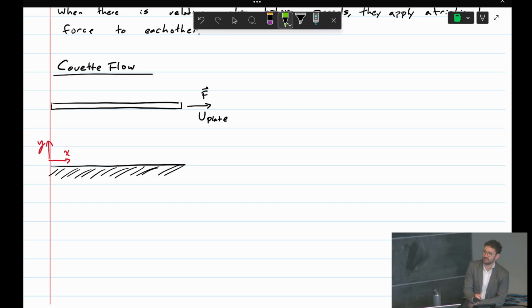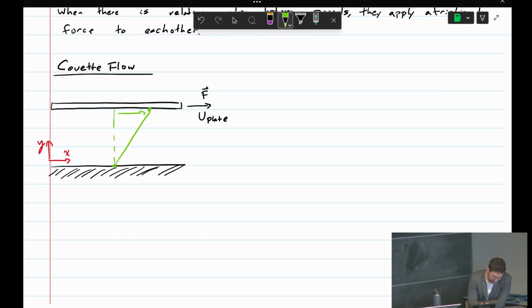So at the bottom fixed wall, the velocity of this wall is 0. Does someone know what the velocity of the fluid will be there based on the no slip condition? Also 0, right. And then how about at the top? The velocity of the top plate is U plate. So if we assume the no slip applies there, what's the velocity up there? U plate. Nice. Okay, so our velocity looks something like this.